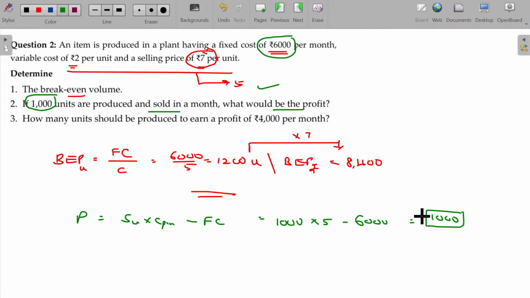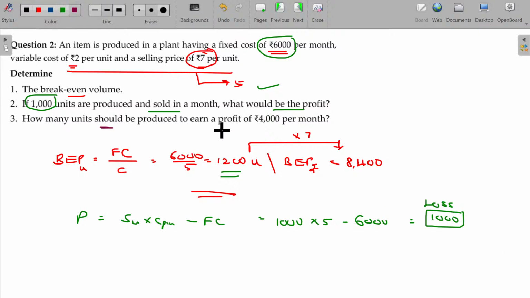So as you know that 1,200 will be BEP. So your break-even level is 1,200, meaning selling less than that will be definitely loss making only. So here 1,000 units, definitely there should be loss. So we find the loss being 1,000 rupees.